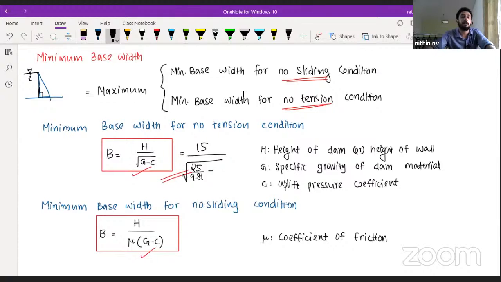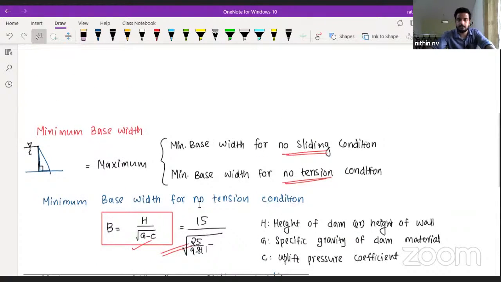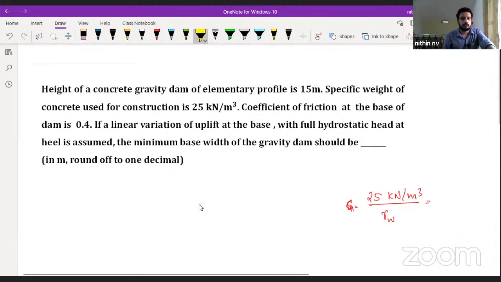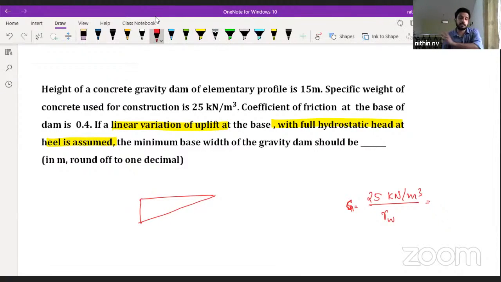See how much I have to take the C value. Properly check what they are giving. The full uplift force, linear variation, full hydrostatic head at the heel and all. What is the meaning of this? Whatever we have drawn, see like this. I told you for an elementary profile, downstream side water is 0. So here it will be 0. Here we will be having full hydrostatic head gamma W into H linear variation, which means C is equal to 1.